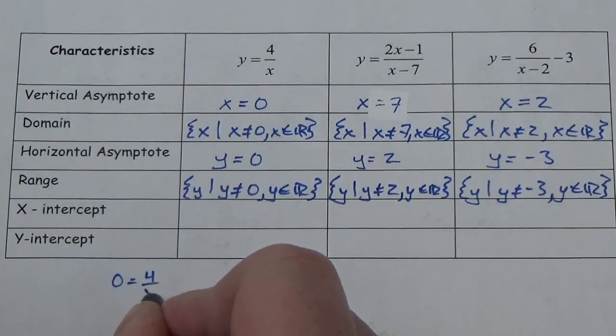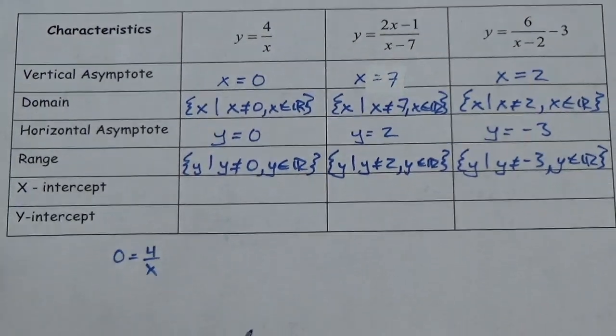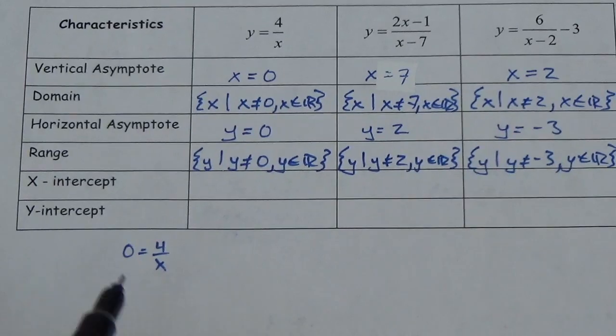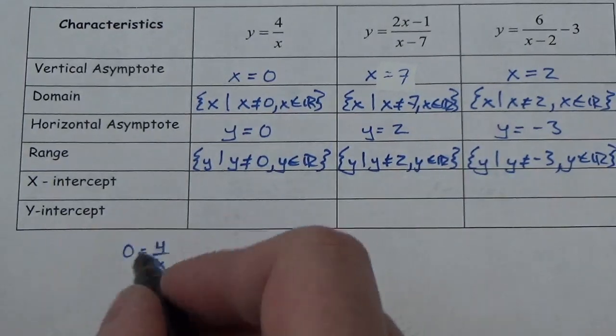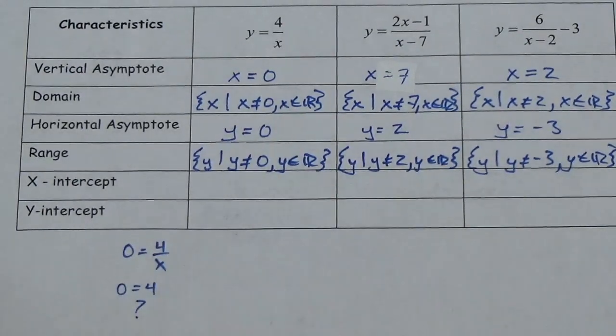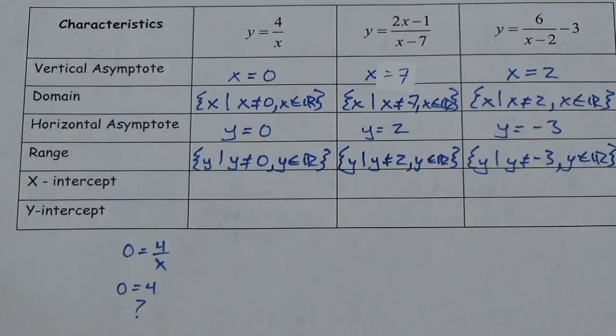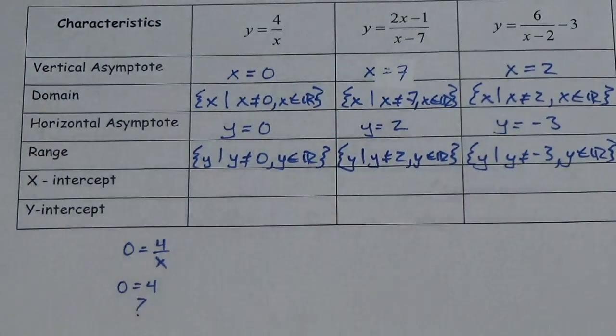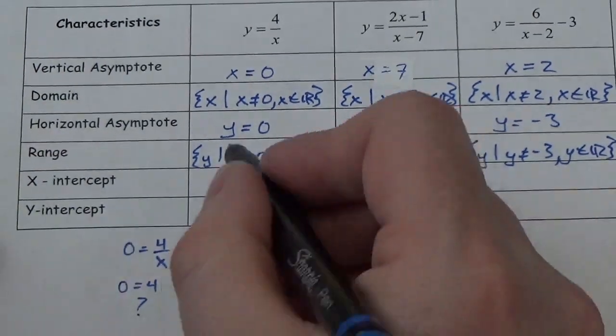0 is equal to 4 over x. Now, if I tried to bring the x up so I could solve for it, I would multiply both sides by x and I would get 0 equals 4. And then I'd sit there and go, what? Okay, well 0 doesn't equal 4. There is no solution to this. There is no x-intercept here.